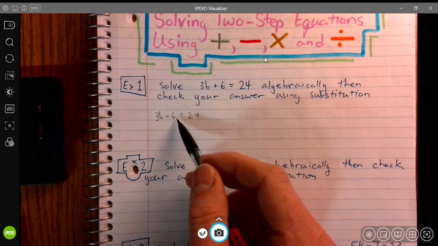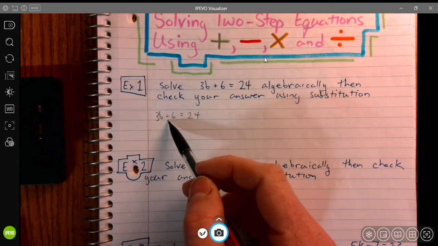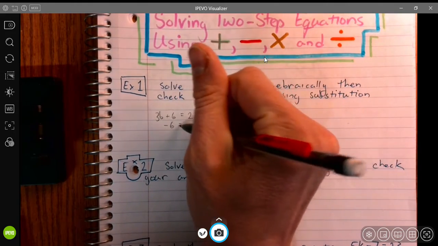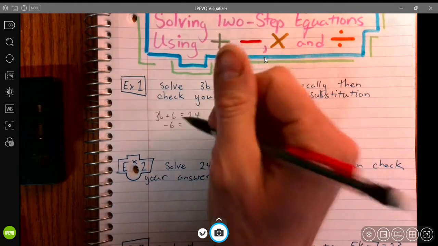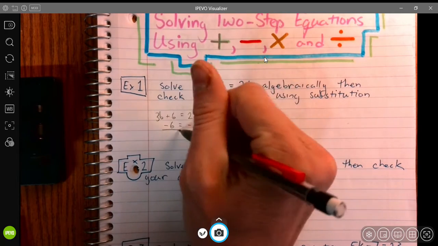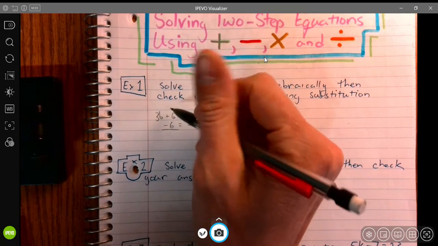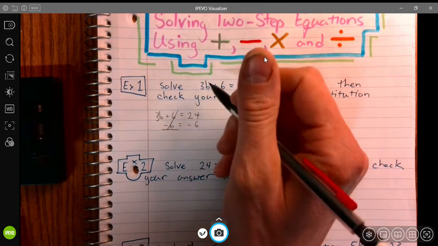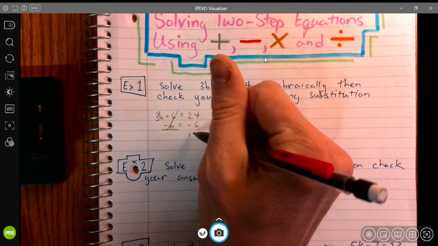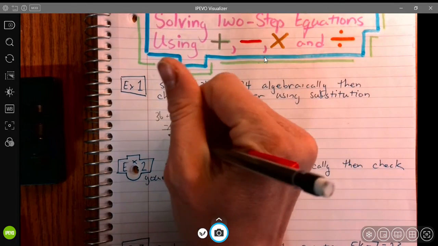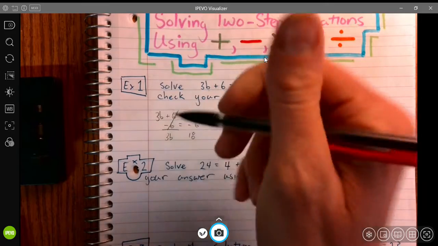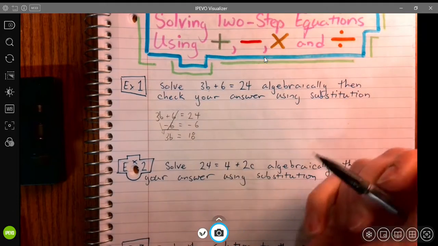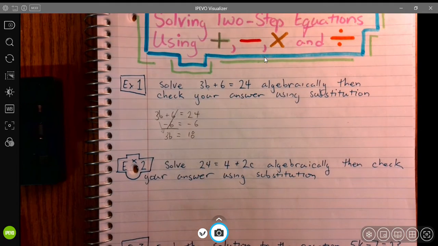Well, if I want to get rid of that 6, I perform the inverse operation of addition, which is subtraction. So I'm going to subtract 6. And remember, whatever I do to one side of the equation, I have to do to the other side of the equation. Okay? So 6 minus 6 is just 0, right? And 24 minus 6 is 18. So all I'm left with on the left side of the equation is the 3b. I just bring that 3b down because I haven't done anything with that yet. I have 3b is equal to 18.